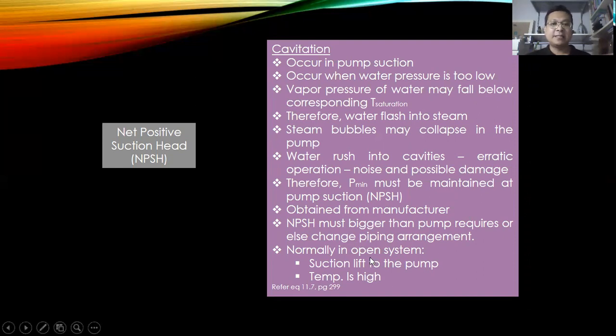The NPSH available must be bigger than the pump requires, or else change the piping arrangement. So if we calculate, we get the NPSH number, and we select a pump that is higher than the NPSH number. Okay. So normally in open systems, there is suction lift to the pump. In an open system, the influence of outside air will come into the pump system, so air will be trapped inside the pump.